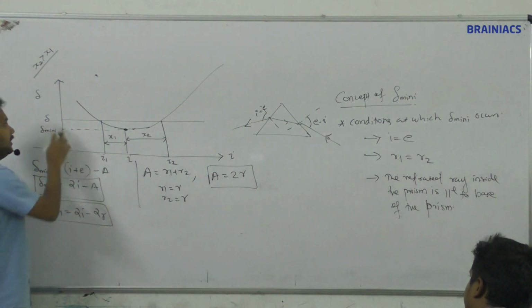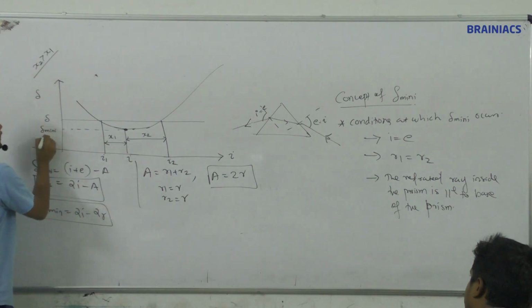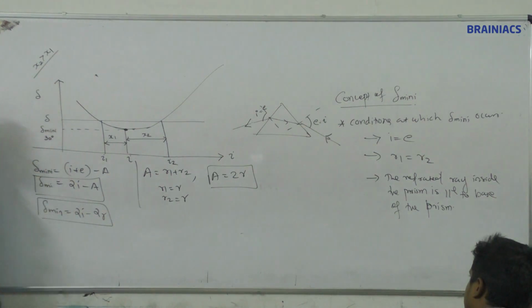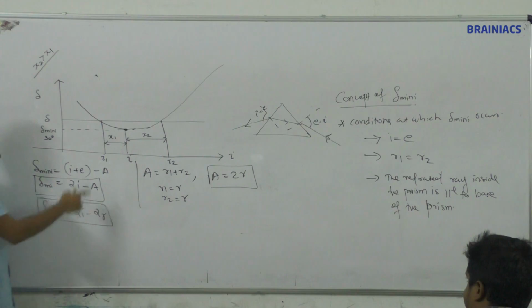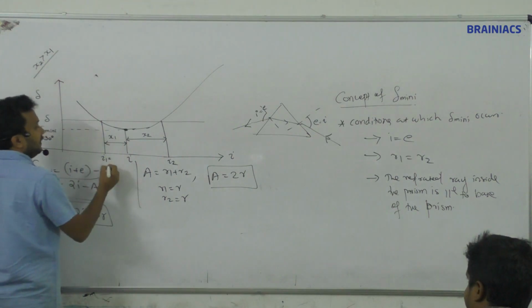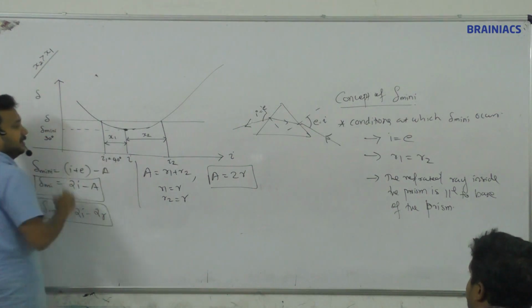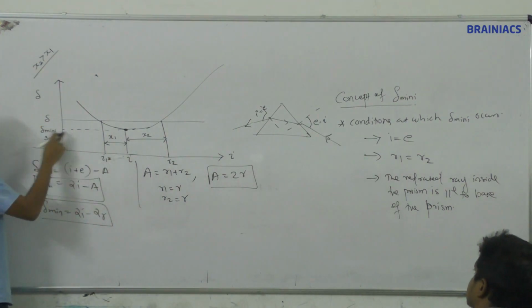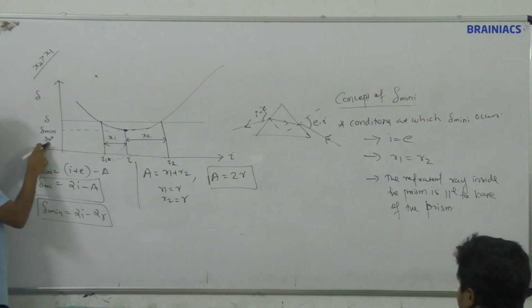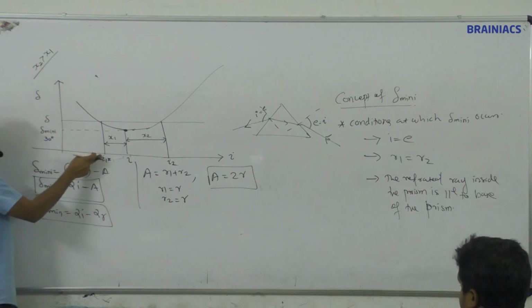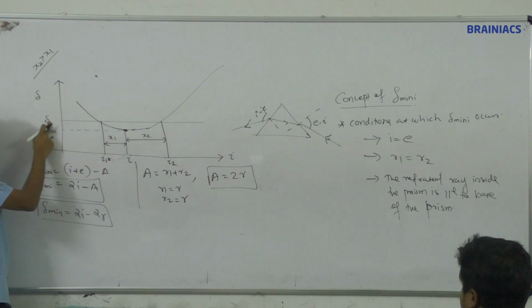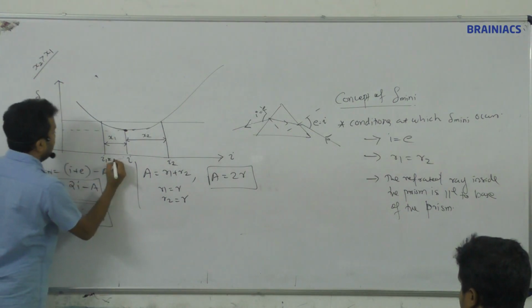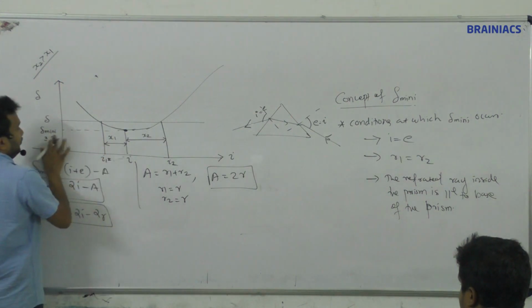Okay. For example, if the delta minimum is given as 30 degrees in the question, suppose it's a numerical question, and 30 degrees is given to you, then they will give you a value of I1, maybe for example equal to 40 degrees. Delta minimum is 30, so delta corresponding to I1 is a higher value.